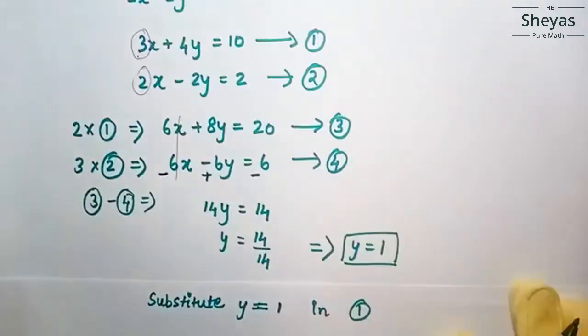Now we are going to substitute y is equal to 1 in the first equation. What is the first equation? 3x plus 4y is equal to 10. I am going to substitute in the first equation. You can also substitute in the second equation. Any equation you can choose. I am choosing the first.